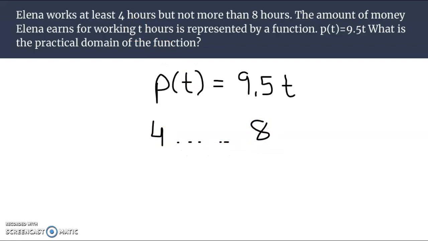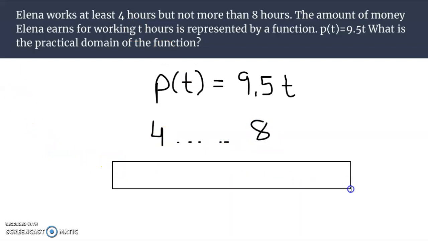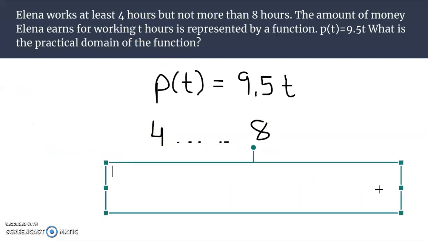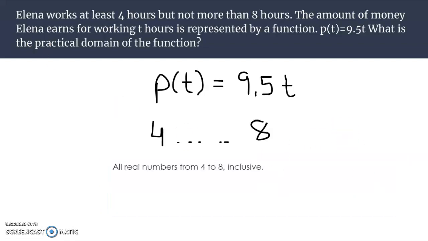Now think about hours and how we can describe them. It's possible to have half of an hour, a fourth of an hour, an hour and 10 minutes. So here's how we're going to say it: all real numbers, allowing for decimals and fractions, from 4 to 8, and there's that word inclusive again, meaning we do include the number 4 and we do include the number 8. They could be part of the solution set.